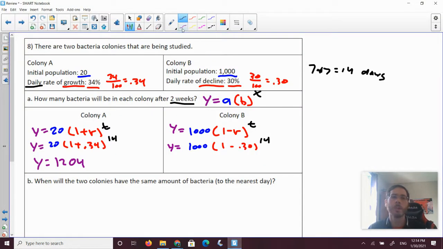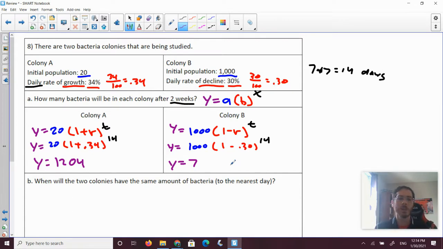So most of our bacteria are dead over here. So if this is a disease, then maybe whatever we did with colony B is good because we killed a lot of the disease already. So that's pretty good. For part B, it says, when will the 2 colonies have the same amount of bacteria to the nearest day? Well, we know that colony A started at 20, got up to 1204. Colony B started at 1,000 and went down to 7. So it's got to be between 1 and 14.